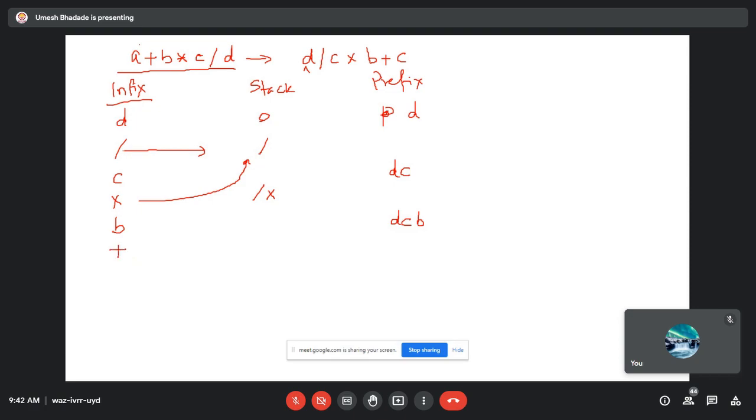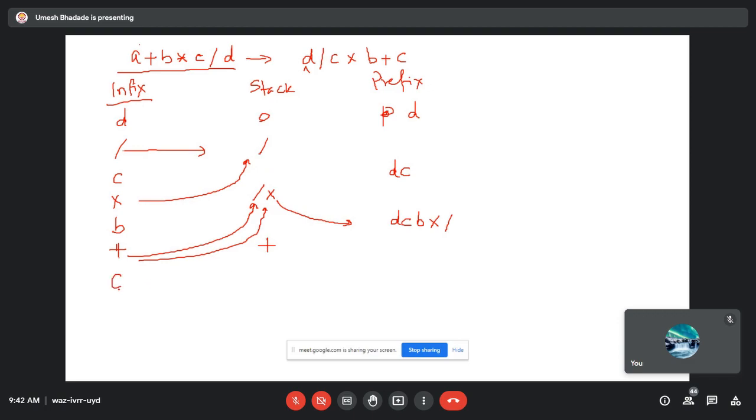Then what is there? Plus. Now this plus is an operator, so it will be compared with star. Star has higher precedence as compared to plus, so I will pop the star and add it to the prefix. Again, this plus will be compared with the next symbol on the top of the stack, which is slash. This again has higher precedence than plus, so we will pop the symbol. Now there is no more symbol here, so this plus will be pushed onto the stack and the stack will become plus.